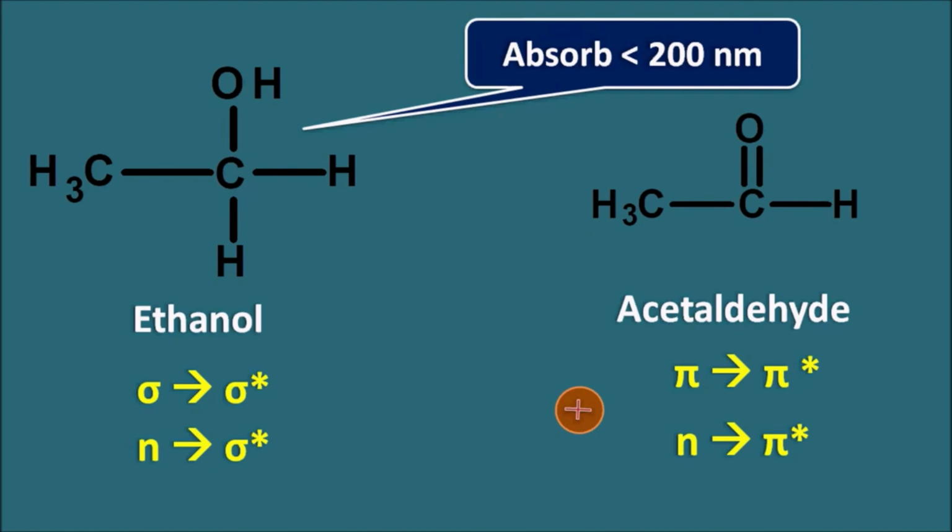In this way, molecules can show 4 types of electronic transitions: sigma to sigma star, n to sigma star, pi to pi star, and n to pi star. The first 2 transitions are going to fall within the vacuum UV region, and the last 2 transitions are going to fall within the UV visible region.